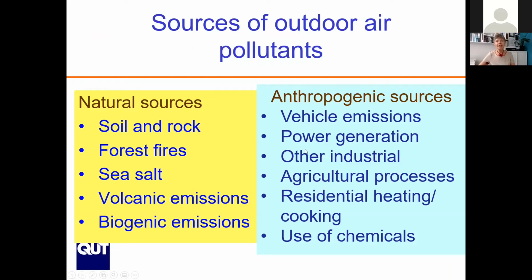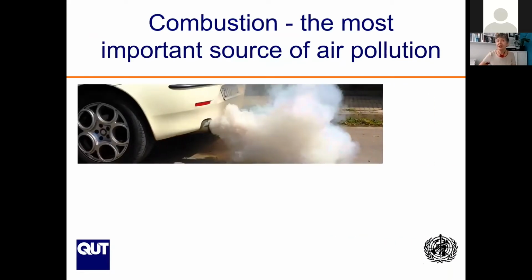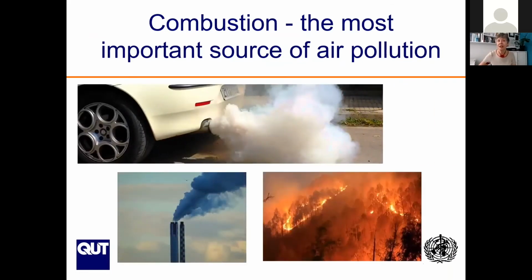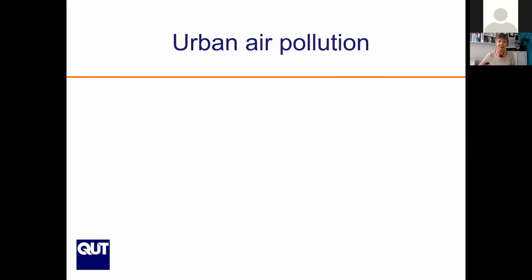Now, if you look at this list, you immediately see that there is a type of source which is similar. Vehicle emissions, power generation, cooking and heating. This is combustion. And this is what we've already mentioned last time. Combustion is the most important source of air pollution, anthropogenic air pollution, but also natural if fires are natural. So we'll talk a little bit more about combustion.